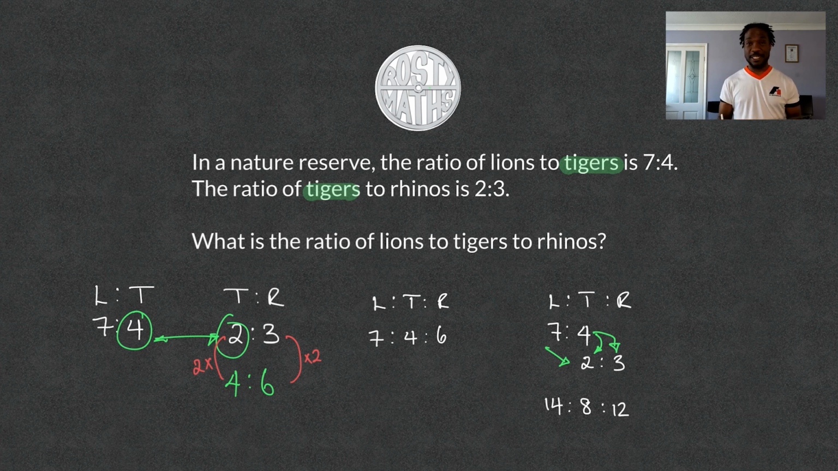To simplify this ratio, again, link in the description if you haven't seen that video as yet, I'm just going to look for the highest common factor that goes between all these numbers, which is 2. So I'm going to divide everything by 2, and therefore the final answer is 7:4:6. And just like that, that is finished.